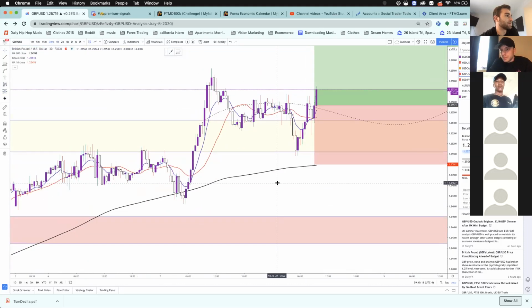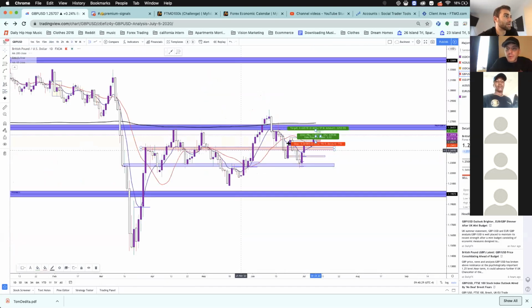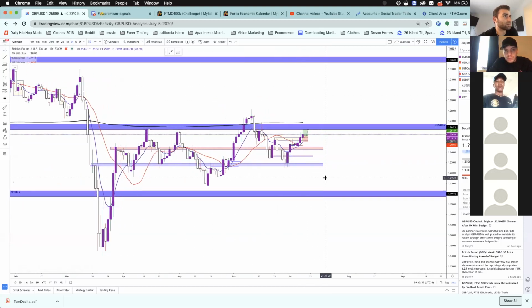Even if we come down to the 30-minute time frame, we're getting a little bit of a flag forming. But again, I'm not trying to take any trades on GU at the moment. I am more waiting for GU to come back into this zone up here, and try to play out this overall move.